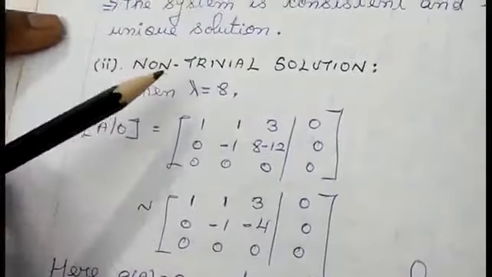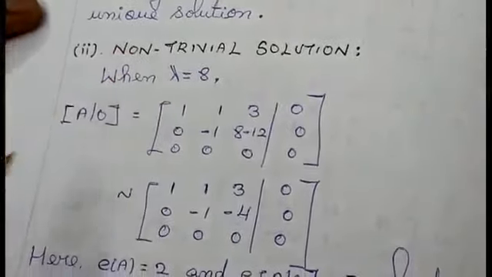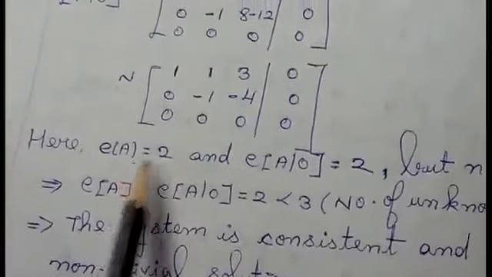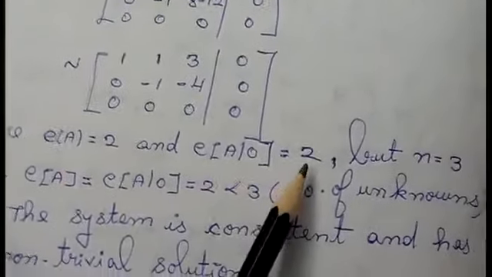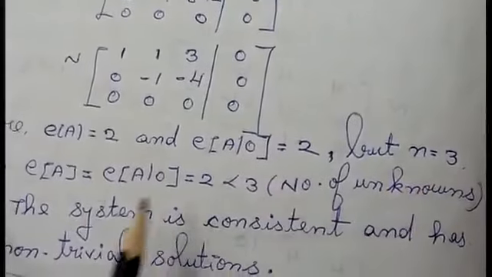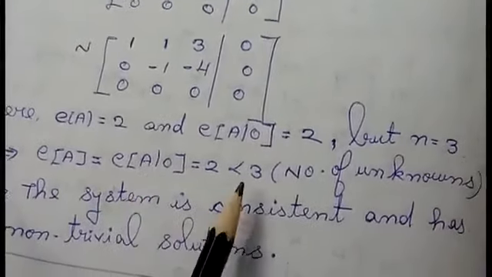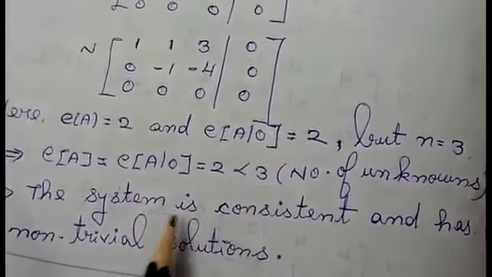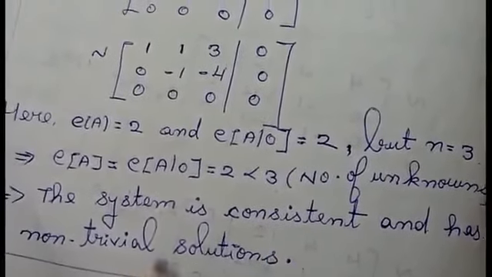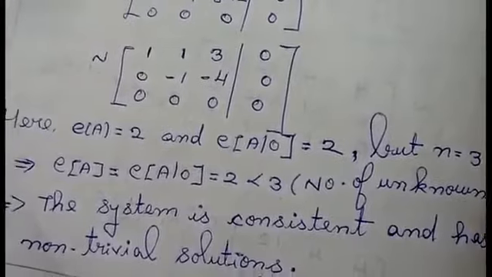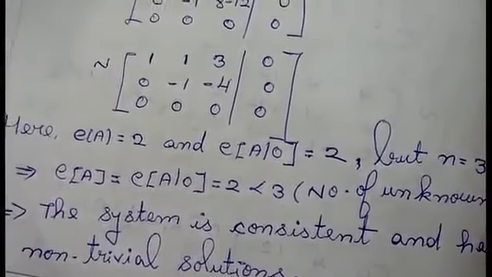Non-trivial solution, in place of lambda I am going to give the value as 8. While I am giving the value as 8, the rank is reduced, that is rank of A and rank of augmented matrix is 2 and n equal to 3. So I am getting this condition, rank of A, rank of augmented matrix is less than n. Therefore, the system is consistent and has a non-trivial solution. Next, we will see exercise 1.7 third sum.